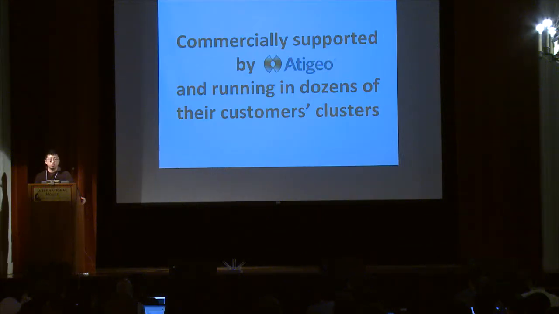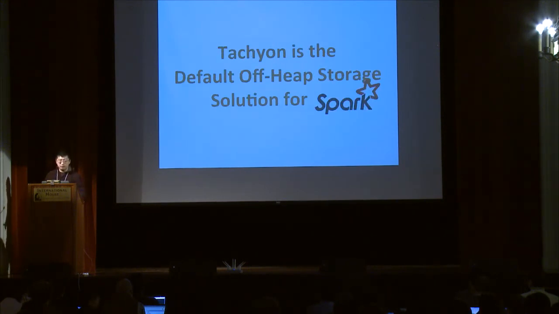Also, the company called Tachyon has Tachyon in their commercial big data platform, and they deploy it in dozens of their customers' clusters. They showed me one snapshot, and one cluster has deployed Tachyon for more than 9 months without any problem. As I mentioned earlier, Tachyon is now the default off-heap storage solution for Spark. If you use Spark, it's very simple to leverage the features of this project, and we are working to integrate the projects more closely.